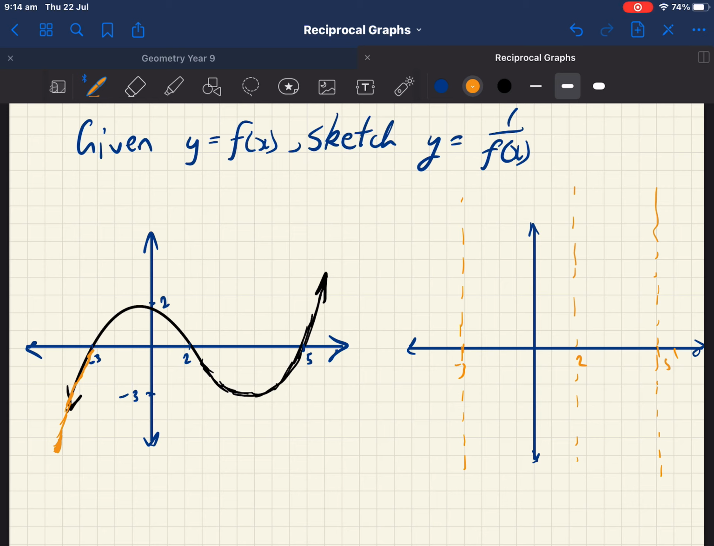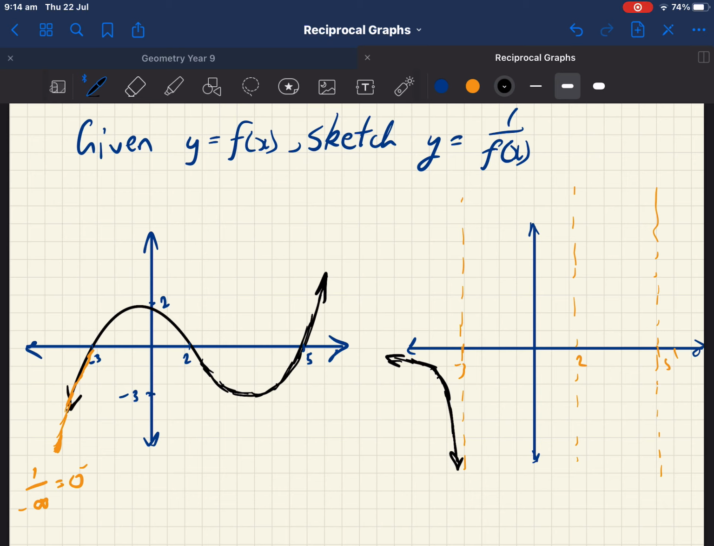So this is our orange section. f of x was heading down to negative infinity. So 1 over negative infinity gives you a 0 from the negative end. So as x goes across to the left, we're going up to 0, approaching 0 from the negative end. Combine that with the vertical asymptote, and there you go. You've got the first region done.